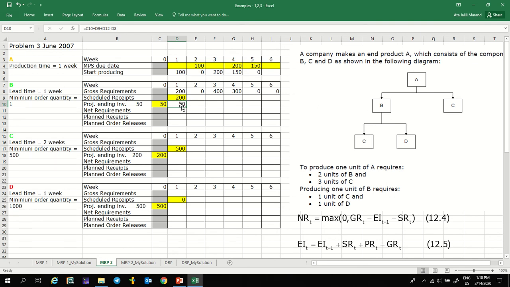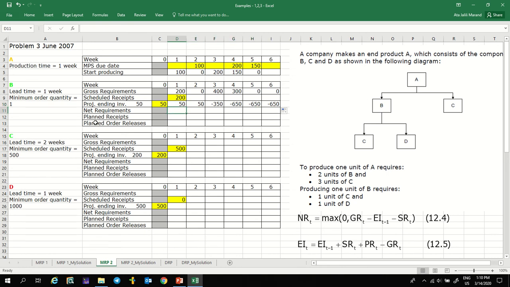So it will give us the ending inventory. Ending inventory here is 50, which is again intuitive because in week 1 we will receive 200 and we have 50 from the previous time period. So in total we have 250 units available and the gross requirement is 200 and the difference is 50, so we will have 50 at the end of the week in our inventory. I am dragging this cell so we'll get the inventory for the next weeks as well.